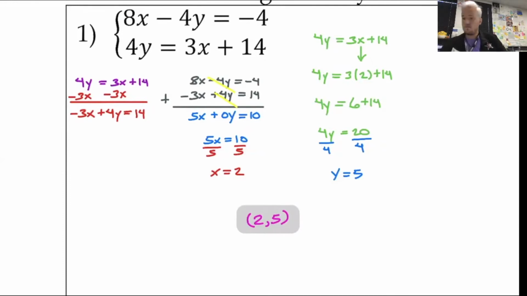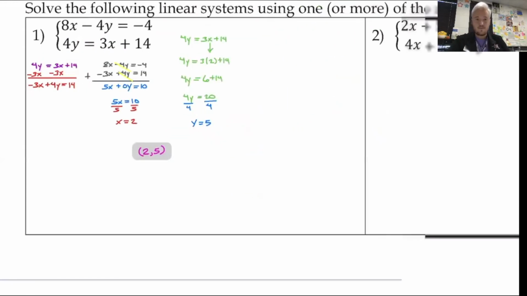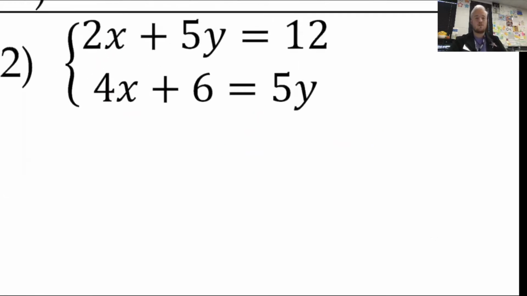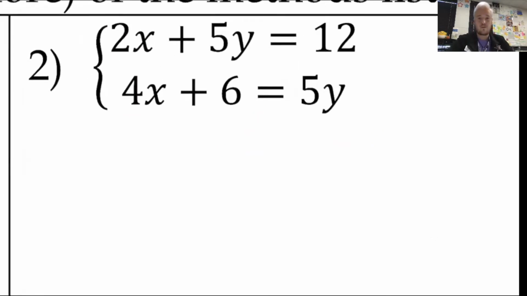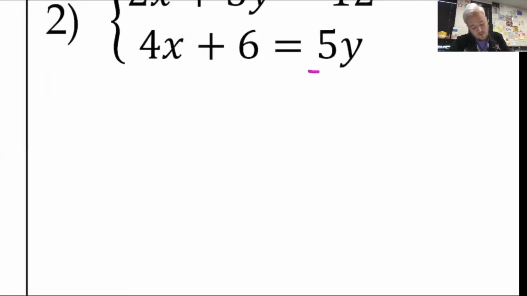All right, hello. So looking at this next one. So number 2. So we have 2x plus 5y equals 12 and 4x plus 6 equals 5y. All right, so if you notice, your top equation is in standard form, but your second equation is not. So what I'm going to do is move over my 5y, because we have a positive 5y here, but if I subtract this 5y to the other side, it would become negative. So I'm going to subtract 5y on both sides so I can make it negative and put it in standard form.